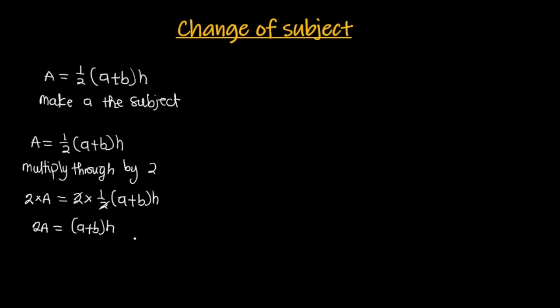So from here the next thing I can do is, I can see I have (a plus b) multiplied by h. There is h here, we don't want h to be there, we want a plus b to stand alone, and after that you can make a stand alone. So the first thing I do over here is I divide through by h. So this cancels this, so I have 2a on h is equal to a plus b.